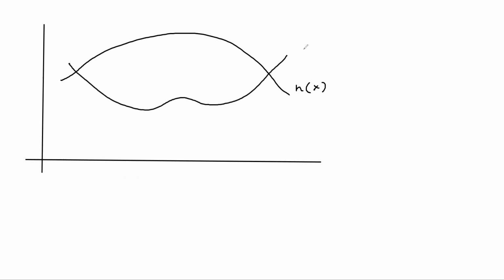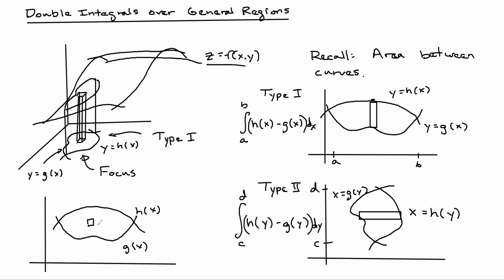All right, so what we've got is a function that's the top. This is h. And we've got a function that makes up the bottom. This is g. And what we need to do is find a way to cover this region in an organized fashion with these little boxes. And if you go back to the last video, we did the same thing with a rectangle.